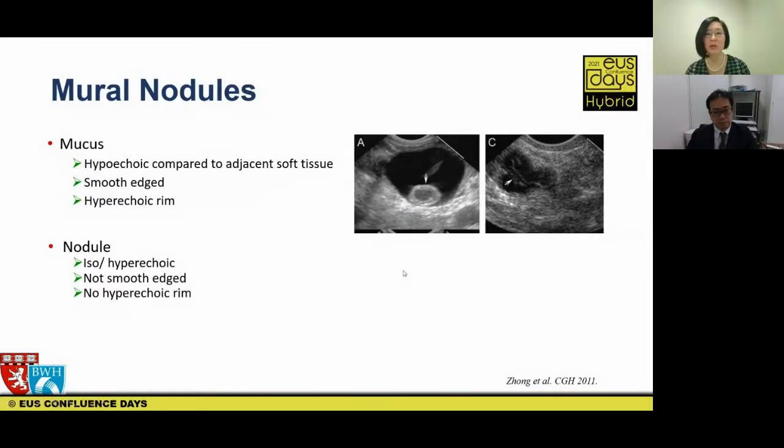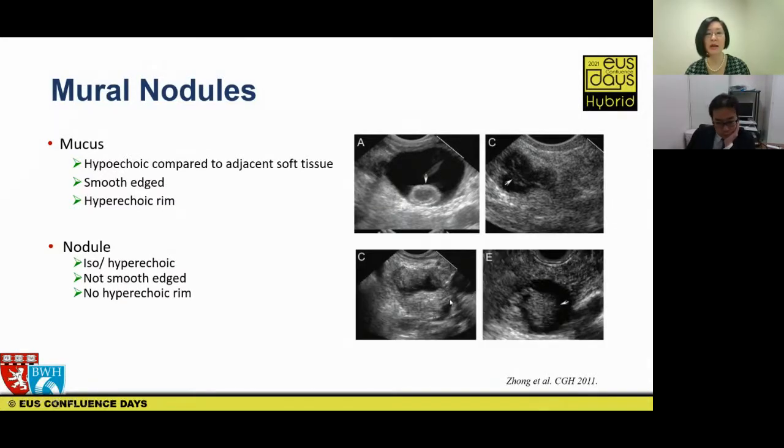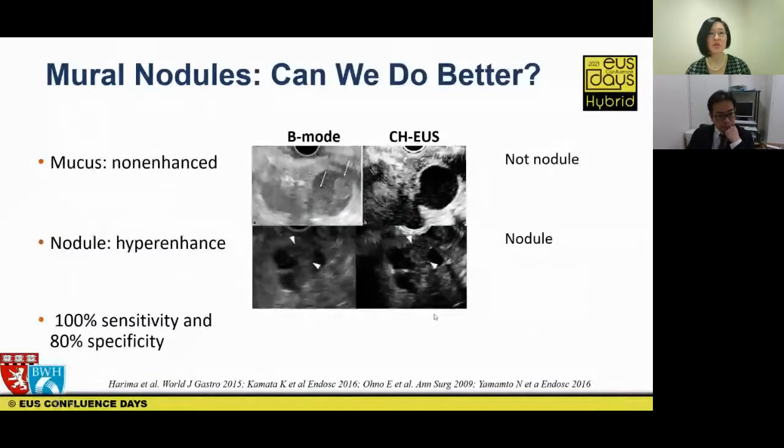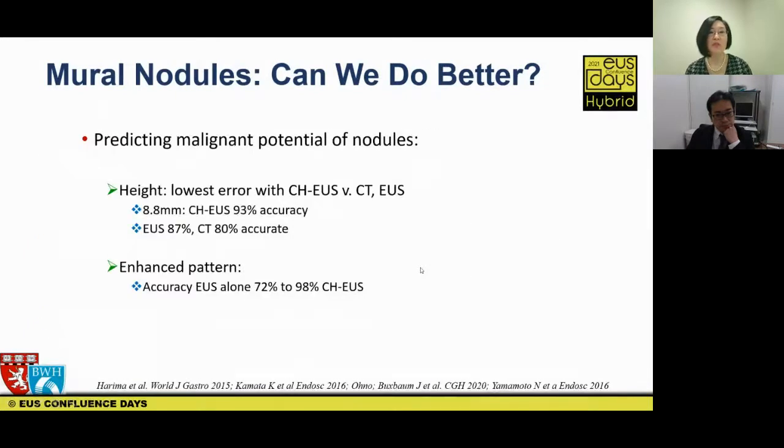And for the sake of time, I'm not going to spend too much time on this, but classically mucus is hypoechoic with a hyperechoic rim compared to a nodule, which is iso or hyperechoic. And contrast harmonic EUS seems very helpful here. So when you look at the upper image, as you might expect, mucus should not enhance. However, a nodule will.